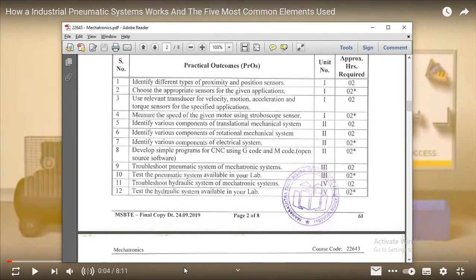Hello students, now we will see the experiment number 10. Test the pneumatic system available in your lab. We will see this experiment by using the animation.